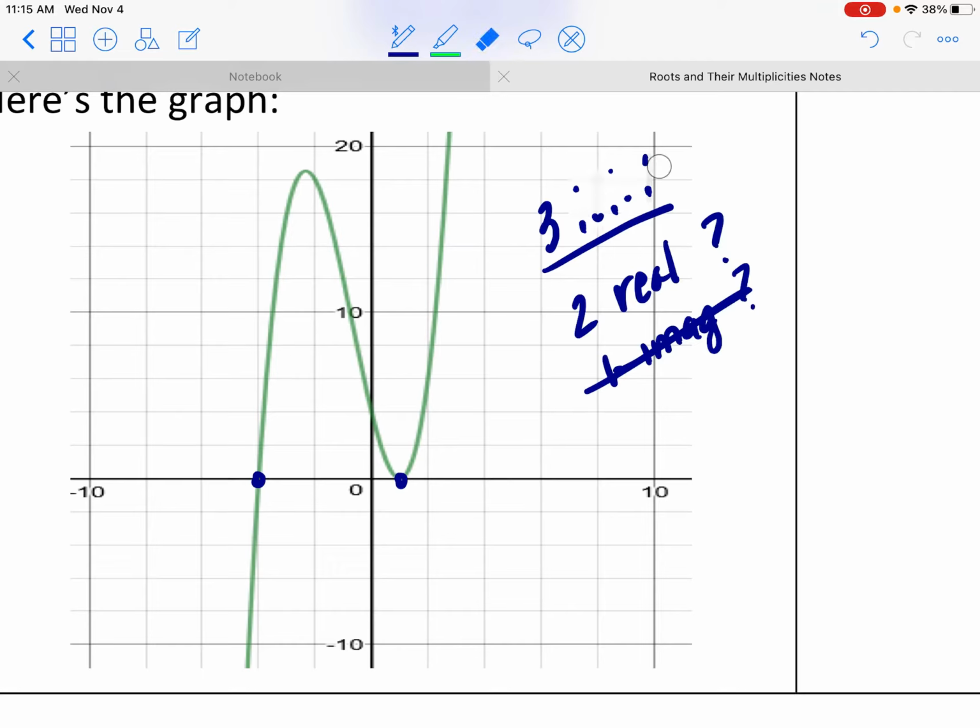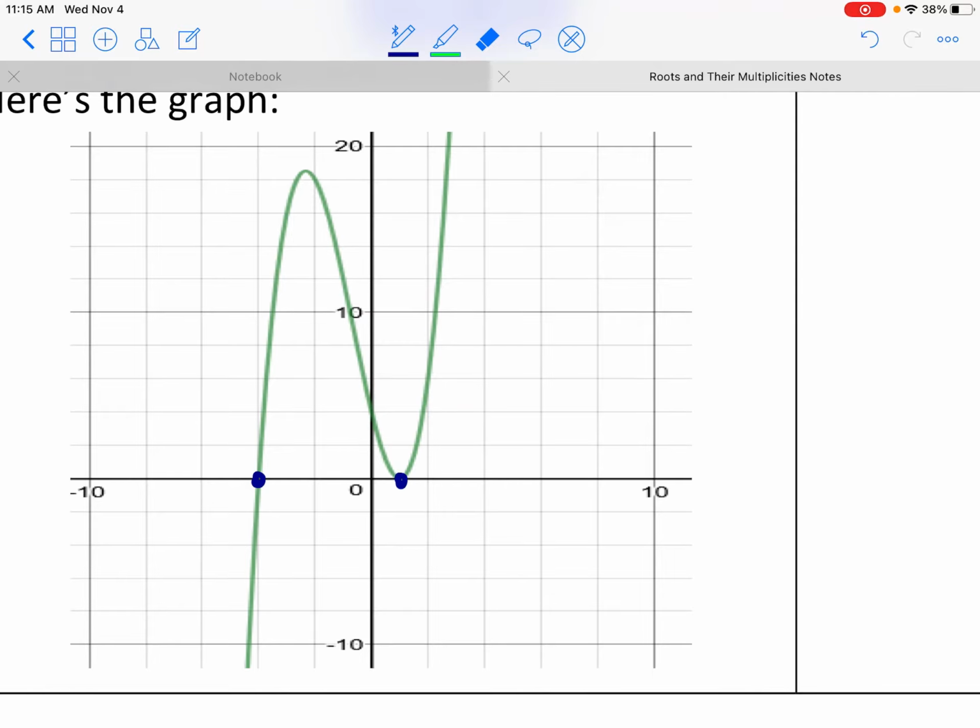Now, this is where the multiplicity is going to be helpful. Notice the behavior of the graph at these two roots is different. At our first root, the graph goes through the x-axis: we're negative, then we hit the x-axis, and then we're positive. But at the other root, the graph is positive, above the x-axis, it hits the x-axis, and then it bounces back up and is still positive. Instead of going through the x-axis, it bounces off.